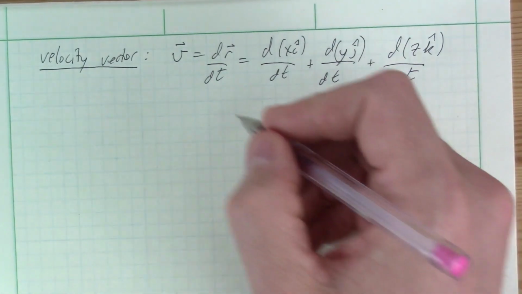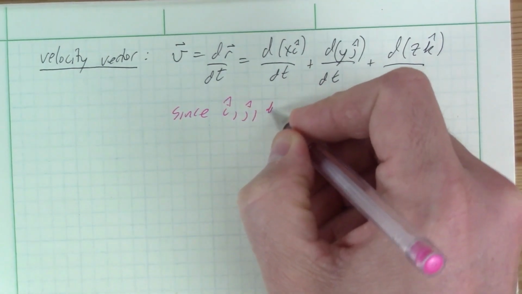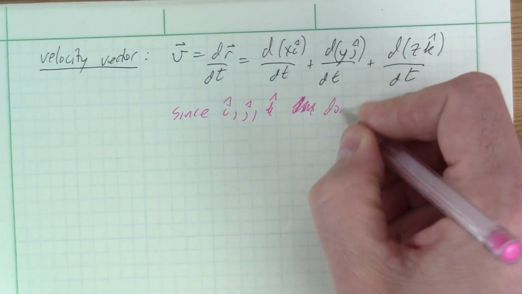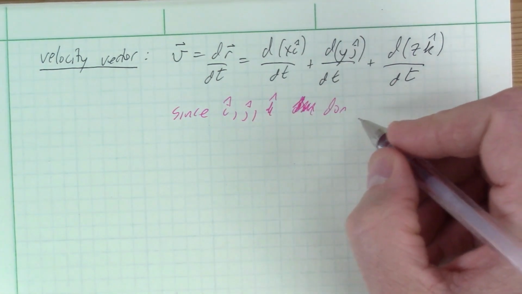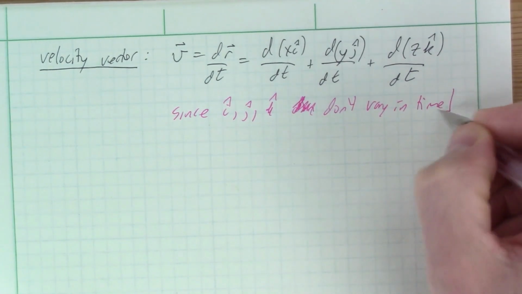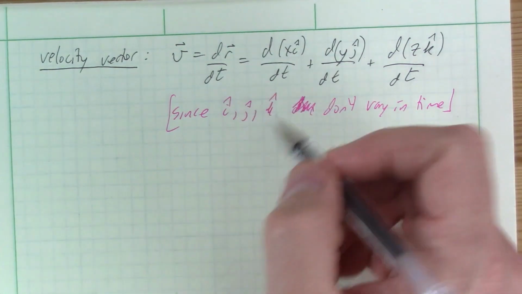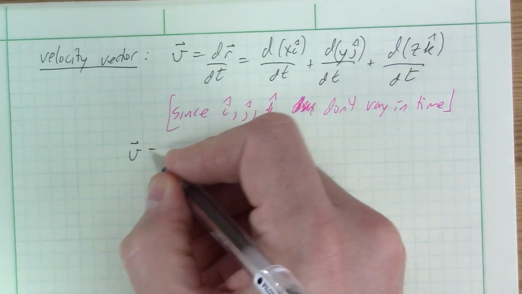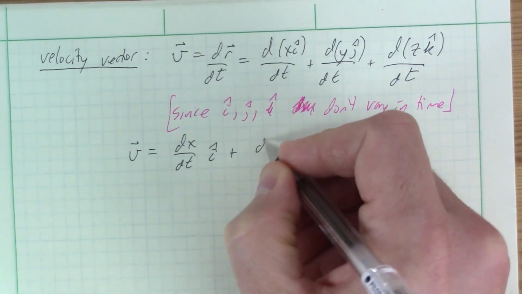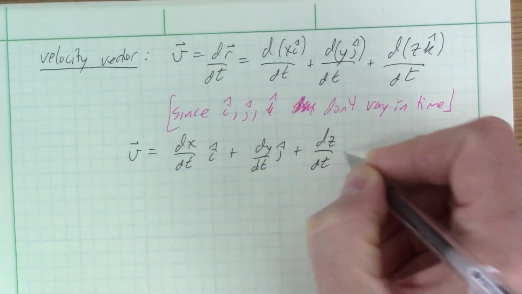Okay, not always the case, but we can make this nice and easy since these three do not vary in time. No matter where our position is, no matter where particle P moves to, i hat, j hat, and k hat are fixed positional vectors, okay? So we can pull them out of all those time derivatives, and we have a nice convenient way to write dx/dt i hat plus dy/dt j hat plus dz/dt k hat.